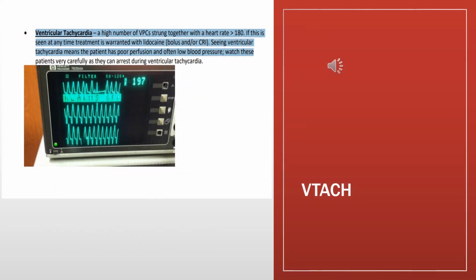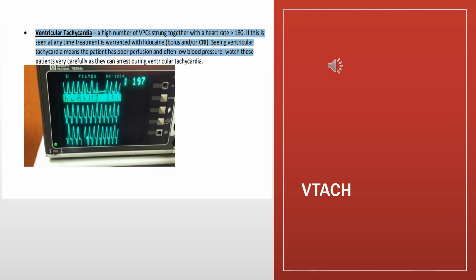Again, this is taken from the basic ECG interpretation. It just goes on to show you what VTach looks like. So you can see in the picture here, there is a break at the top where there's one normal NSR seen at the top, and then the second and third lines, it's just a run of VPCs.